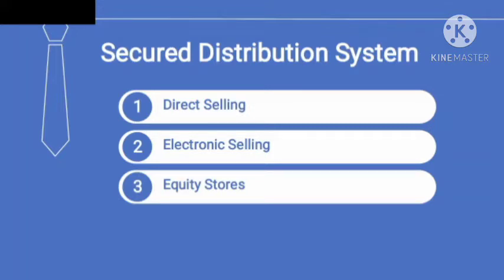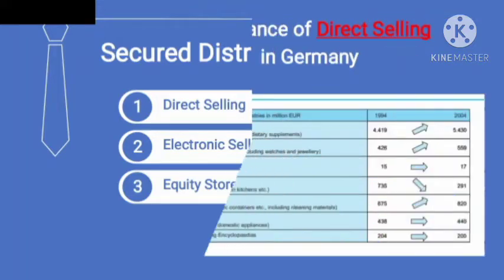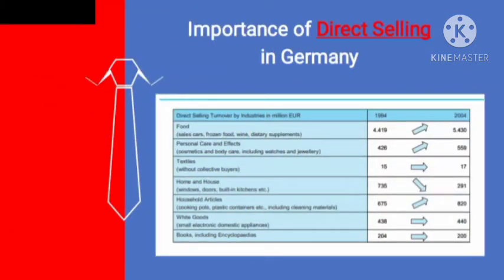In Germany, this kind of distribution system is very important because, as you can see, goods such as foods, cosmetics and body care, watches or jewelry, cooking pots, plastic containers, and many more do well. But things that are very large, like windows, doors, or built-in kitchens, are very hard for them. Why? It is because it is very hard for them to deliver to different places.